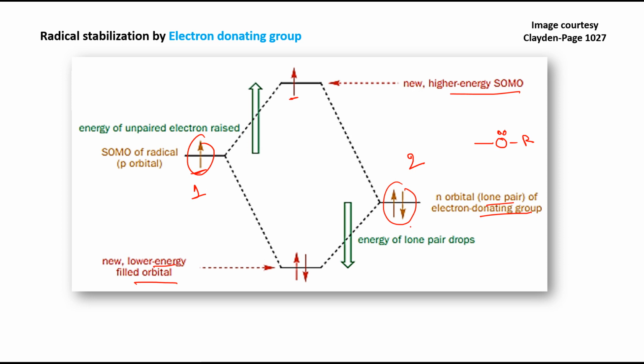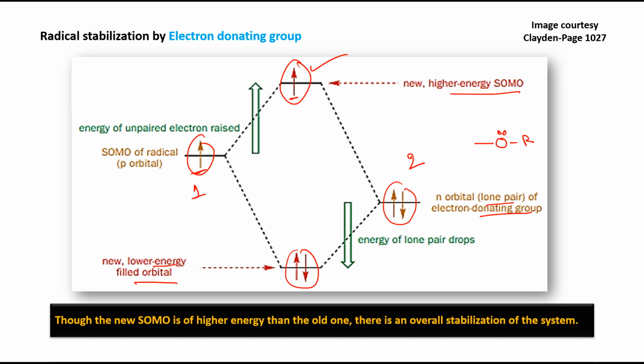Now if you are thinking that this single radical, compared to the previous situation where the MO is not yet formed, now has higher energy, then how is it stabilized? You have to remember that we have to consider the overall stabilization. Though it is true that the single electron is now in a higher energy SOMO compared to the old SOMO, 2 electrons are now in a stabilized condition compared to the previous situation. Only 1 electron is in the higher energy SOMO. So though the only electron is in higher energy, remember that overall stabilization is there in the overall system. Okay.